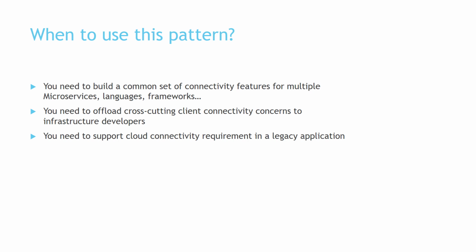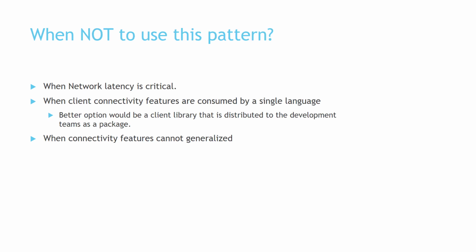Finally, if you have a legacy application that you cannot change easily and quickly, what you can do instead is put an ambassador container in front of it, and the ambassador container is going to handle all the connectivity features you want to apply.